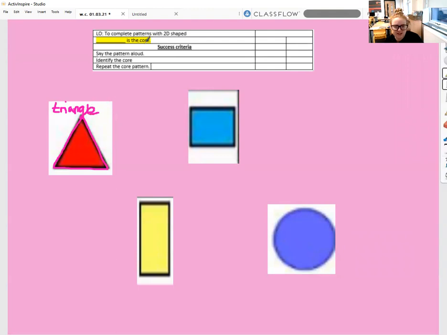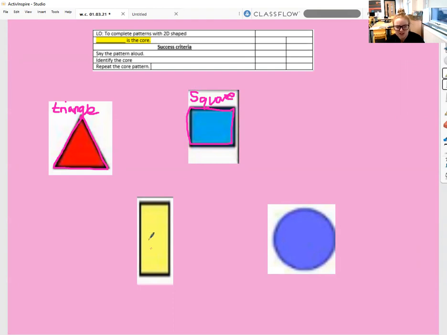A triangle, fantastic. Let's look at our next shape. It's got 1, 2, 3, 4 straight sides. It's got 4 straight sides, which are all the same length. So they're all equal and they're all straight, and there's 4 of them. What shape is this? Have a little think. Shout it out. It is a square.